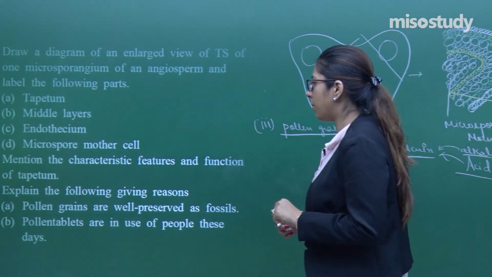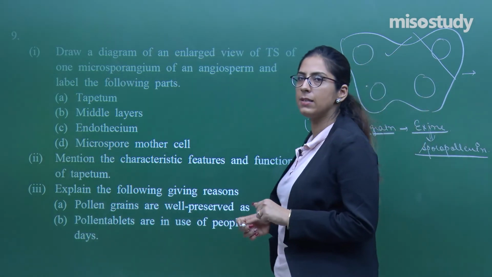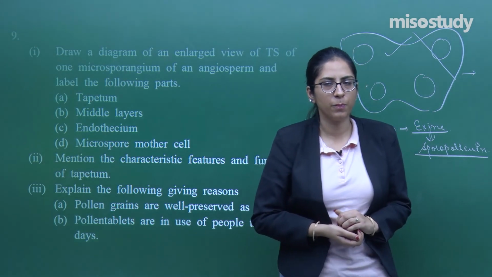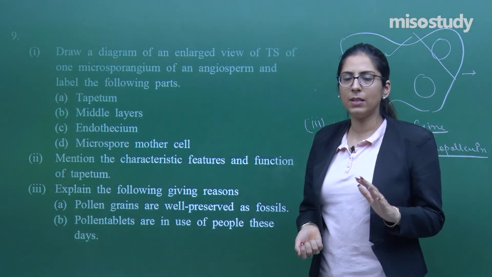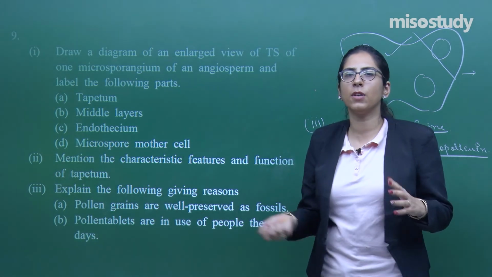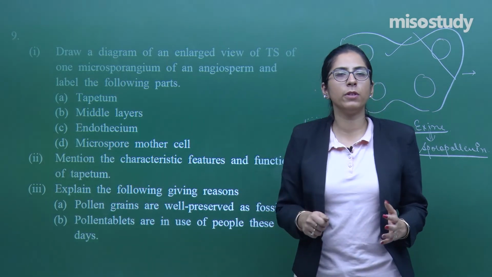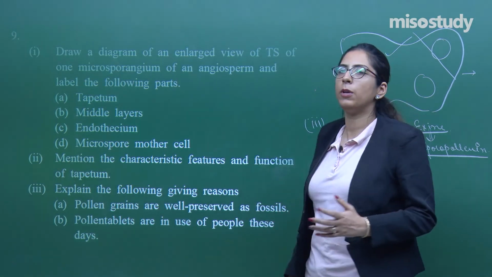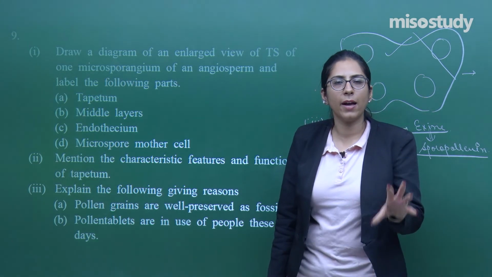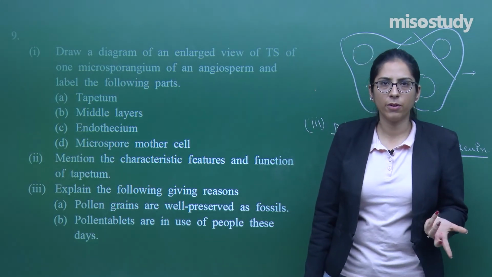Let's look at the B option. Pollen tablets are used by the public these days. The reason is that they are a very good source of nutrients. That is why they are used by many people. So this is how you have to answer. It is quite definite that when you appear for the exam, if a long answer type question is asked, the question will be made up of different parts, and each part will have specific marks. So you have to answer accordingly. Try to make a diagram, because a diagram makes your whole answer very impressive, right?